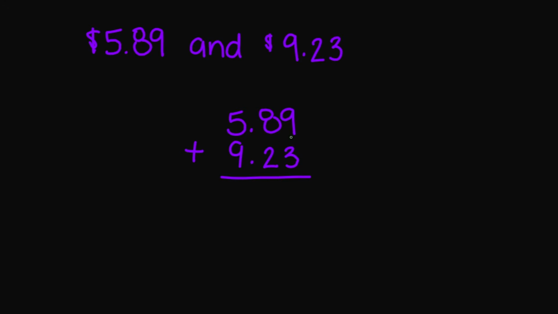So now I'm going to add 9 plus 3. That's going to give us 12. Write my 2, carry the 1. 1 plus 8 is 9. 9 plus 2 is 11. Write my 1, carry the other 1. 1 plus 5 is 6. 6 plus 9 is going to give me 15. Make sure I add my decimal point, and your final answer is going to be $15.12.